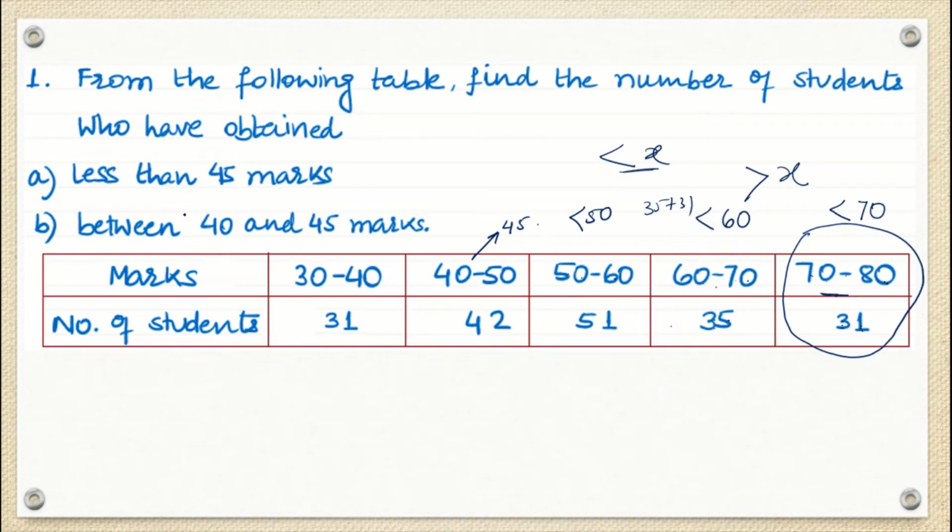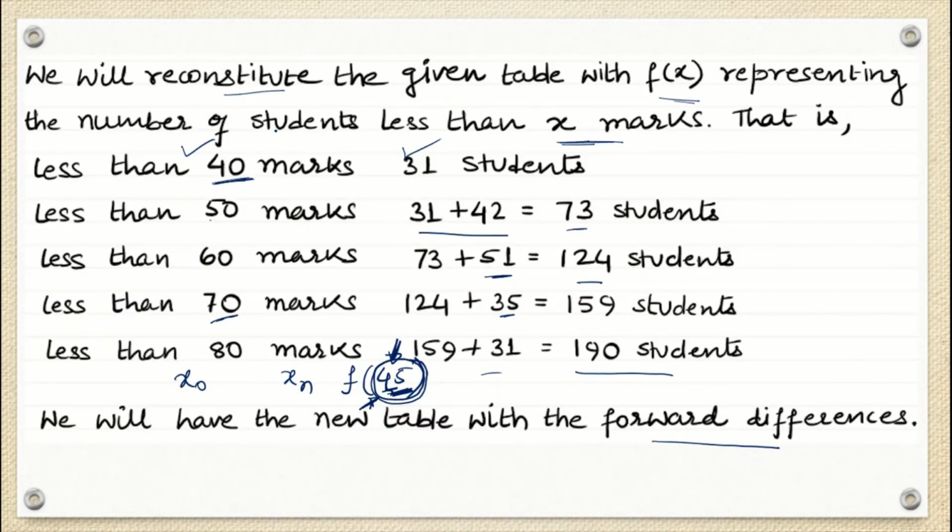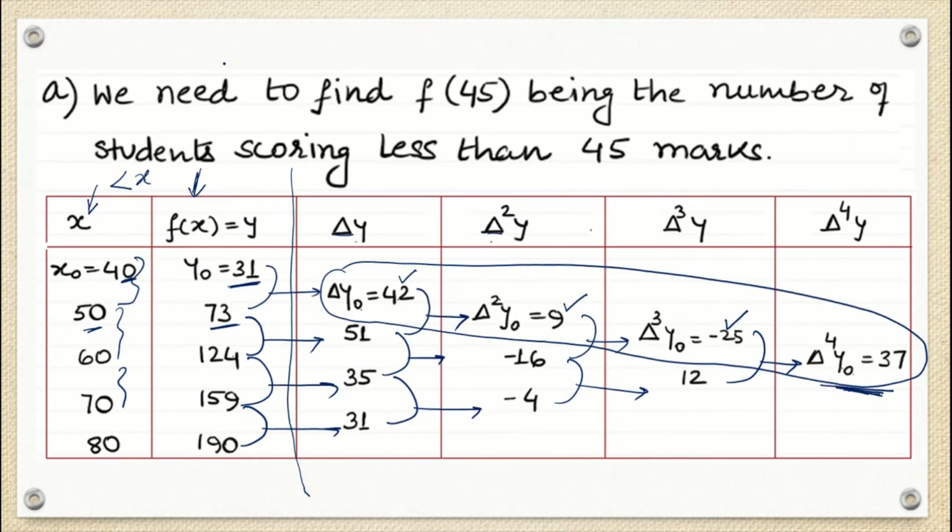Now the second question they are asking is the total number of students who obtained marks between 40 and 45. How to solve this? If I have already made one table where the entries contain the marks less than 40, less than 50, less than 60 and so on, and they are asking about students who got marks between 40 to 45.